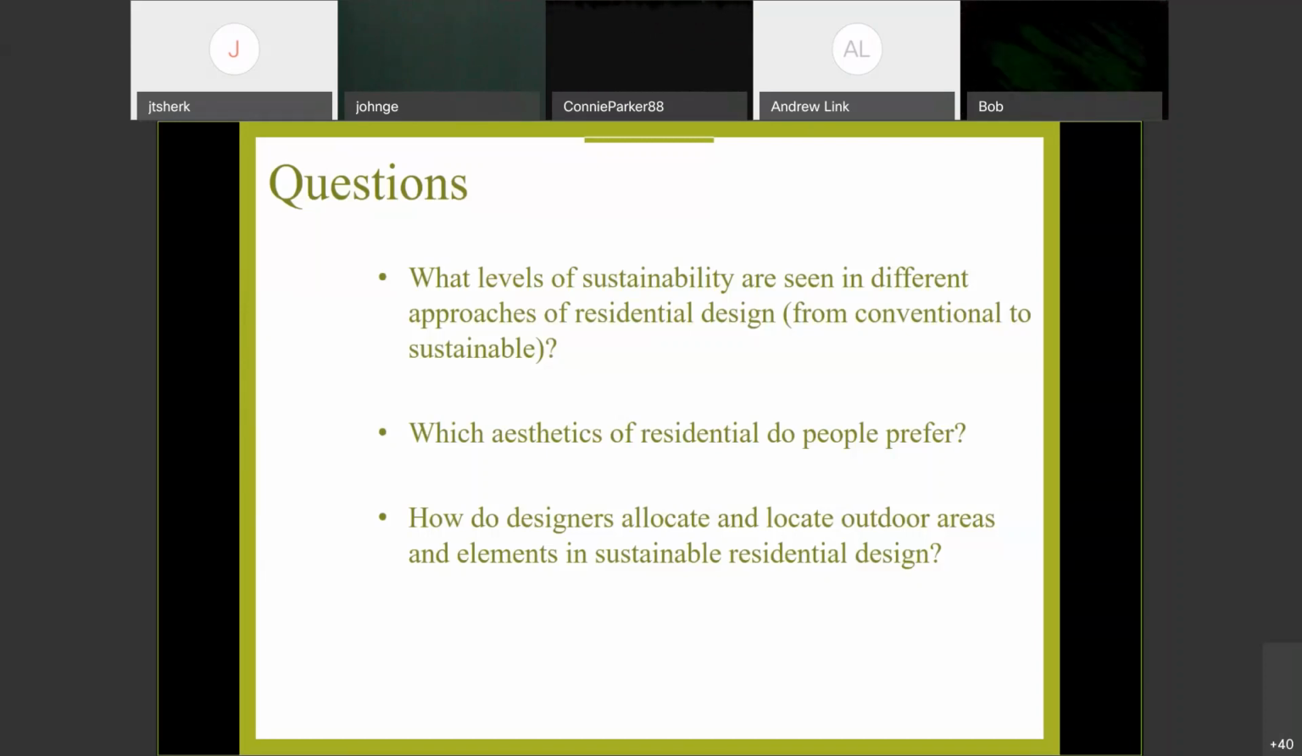And our questions were, what levels of sustainability are seen in different approaches to residential design, and which of these aesthetically are preferred by people or residents? And how do designers allocate and locate outdoor areas in the residential design to make them more sustainable?